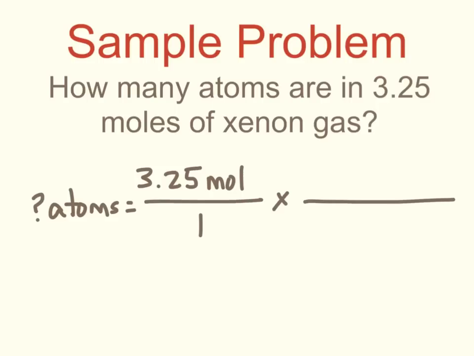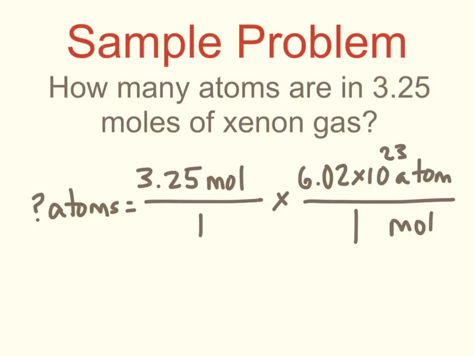Next, I need to consider what needs to go on the bottom of my next fraction. Because I want moles to cancel, I'm going to put moles on the bottom. The number that always goes with mole is 1. 1 mole equals how many atoms? Avogadro's number tells me that 1 mole equals 6.02 times 10 to the 23rd atoms of any element.